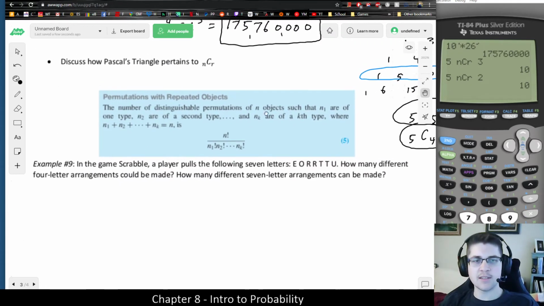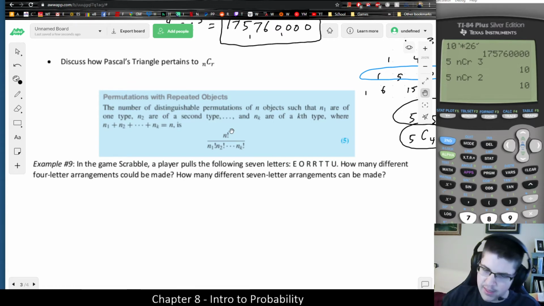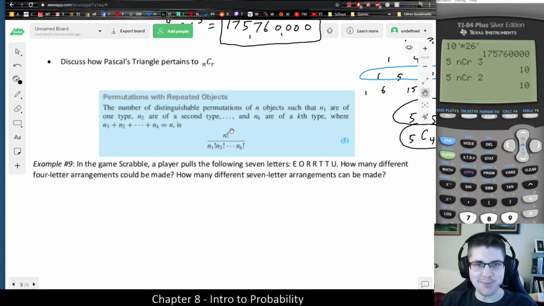But let's go ahead and read this little box from the book. It says, the number of distinguishable permutations of n objects such that n1 are of one type, n2 are of a second type, and nk are of the kth type, where they all add up to n, is n factorial divided by n1 factorial, n2 factorial, and so on. Basically, let's focus on the 7-letter arrangements to start with, because it's actually the simpler of the problems, even though it seems like it's harder.